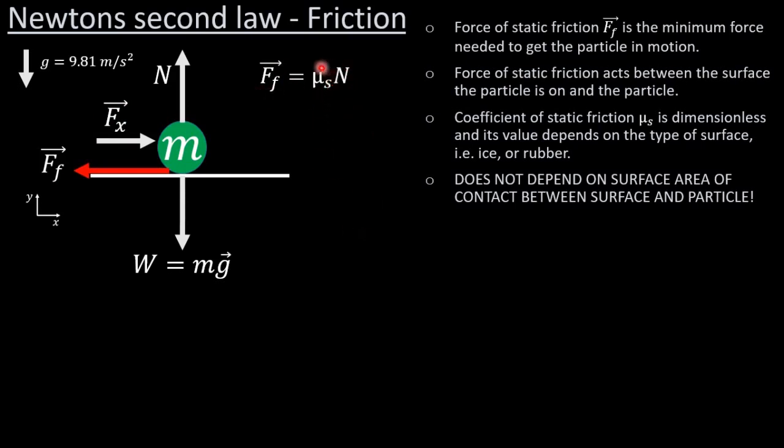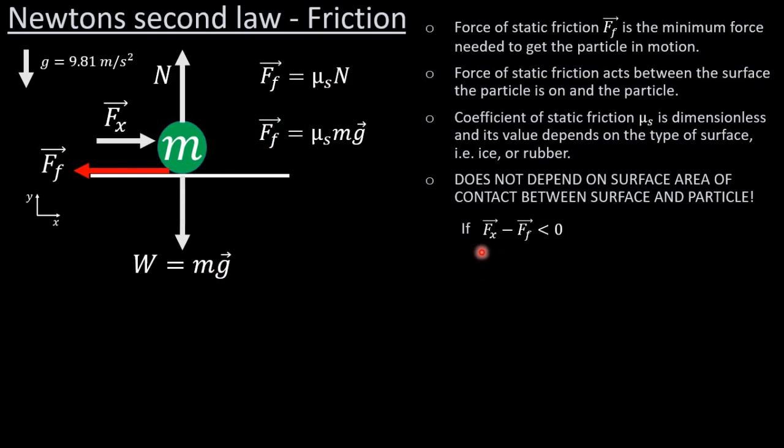And the coefficient of static friction here is constant, and that only varies depending on what material the surface is made from. So because we know N, we can substitute N with mg to get this expression here for the force of friction. Okay, and that is the force of static friction.